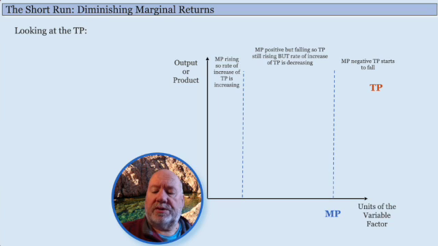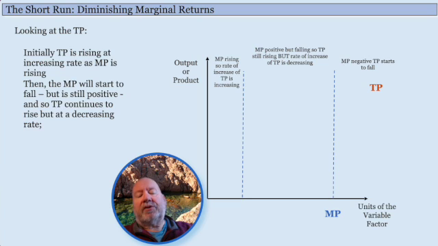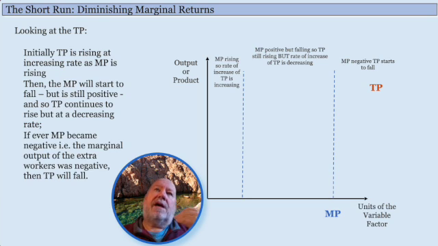Okay, now what about the total product? If we know what's happened to the marginal product, initially the total product will rise at an increasing rate. Marginal product is rising, so the total product will be rising at an increasing rate. Then marginal product starts to fall, but it's still positive, so the total is still going up, but at a decreasing rate. And then if marginal product becomes negative, it'll start to cause total to go down.